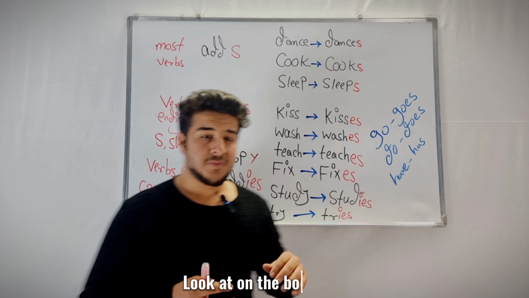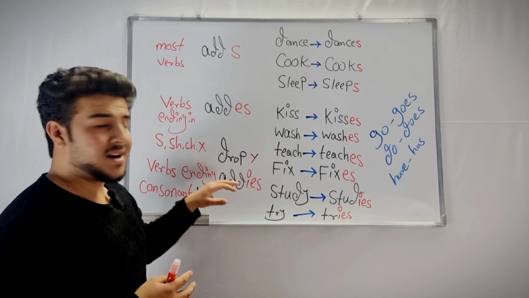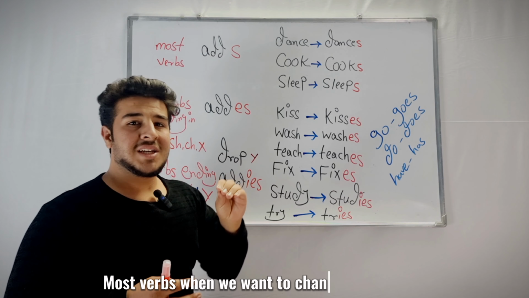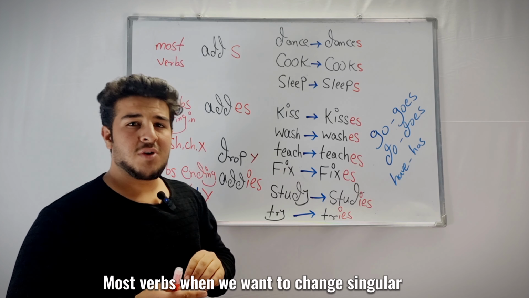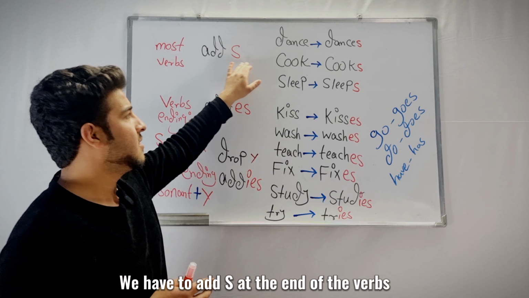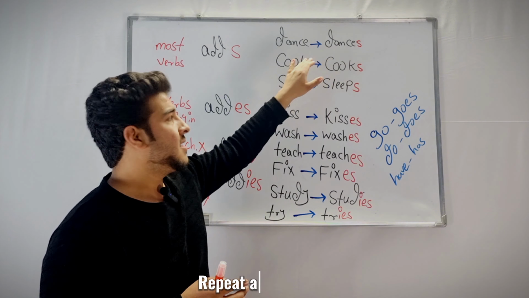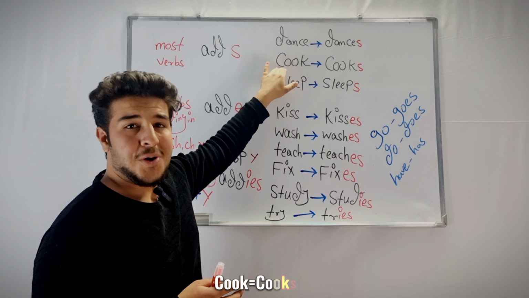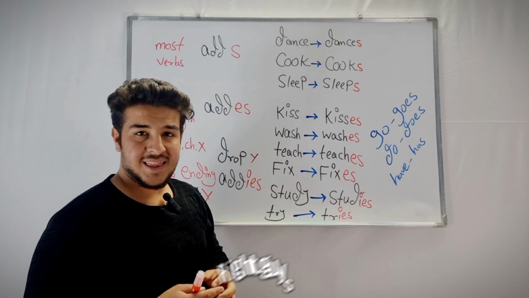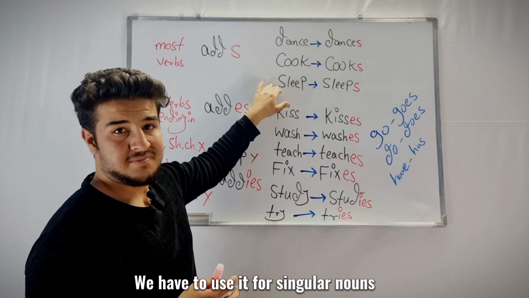Look at the board. Here we have regular verbs rules. Most verbs, when we want to change to singular, we have to add s at the end of the verb. Dance, dances. Repeat after me. Cook, cooks. Sleep, sleeps. And we have to use this for singular nouns.